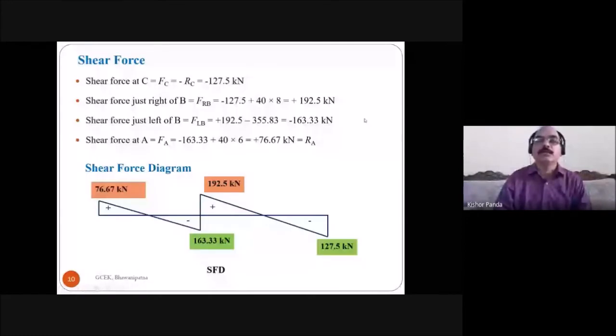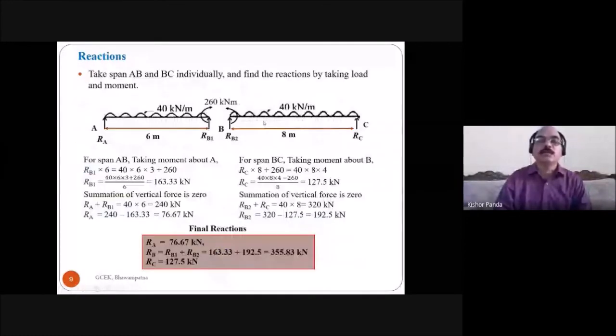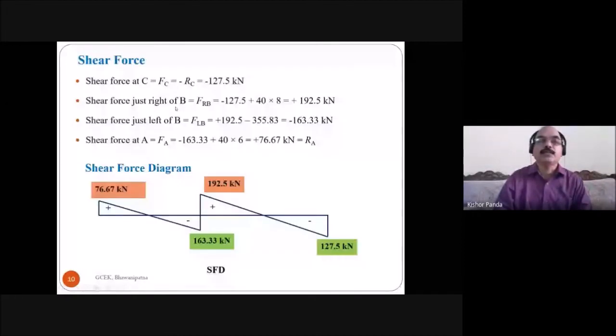Then find the shear force just right of B. This is negative, and due to this load, you take positive downward force, 40 into 8. The shear force just right of B, FRB, is equal to minus RC plus 40 into 8, which is minus 127.5 plus 40 into 8. So this is equal to 192.5 kilonewton.